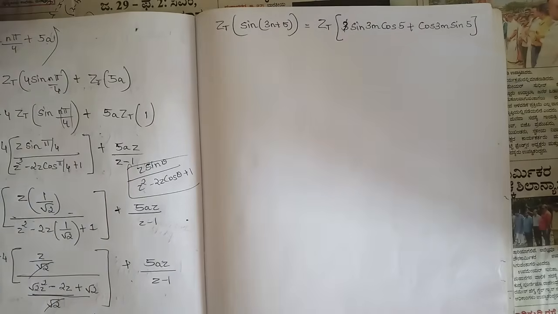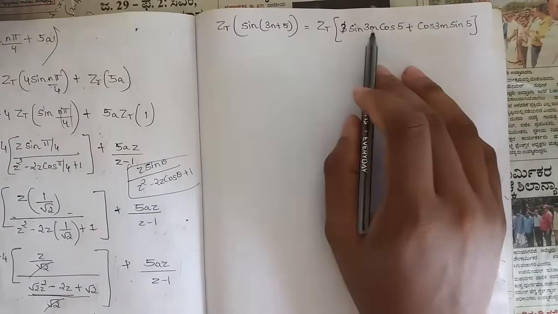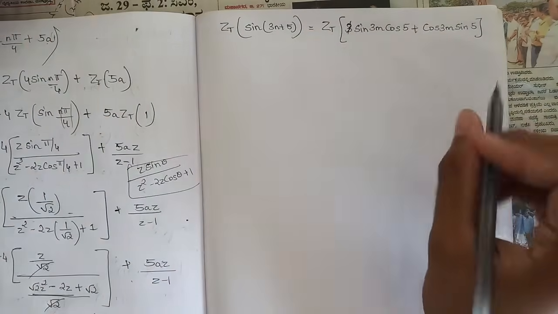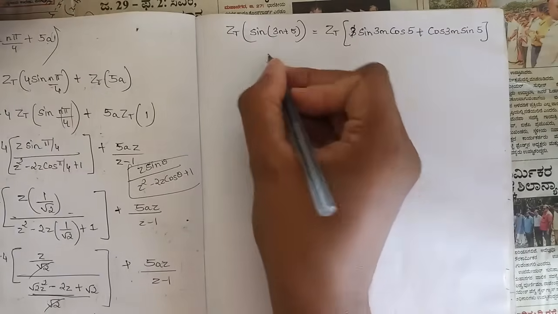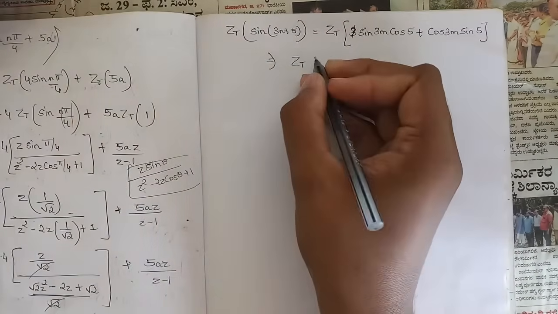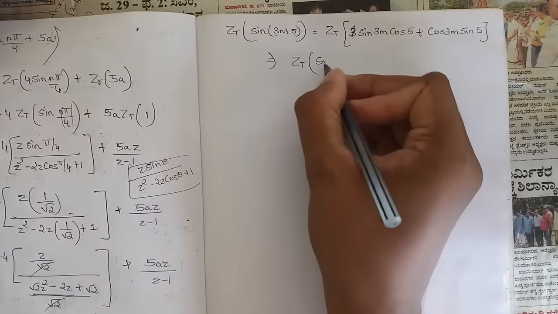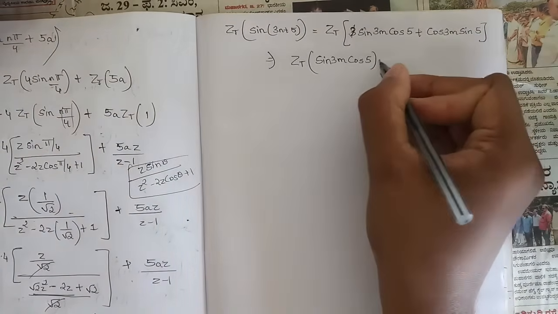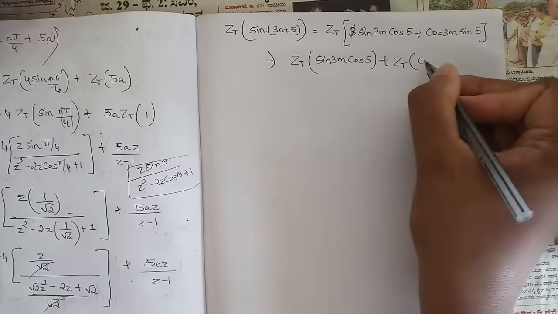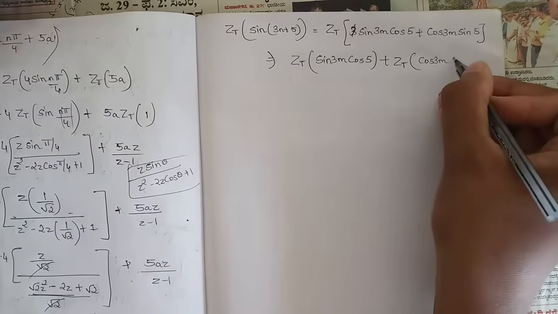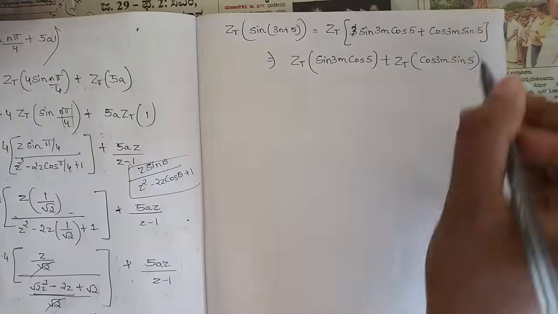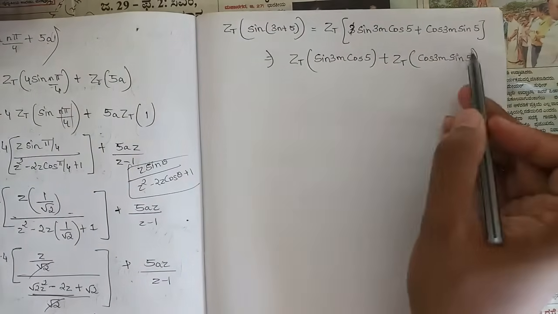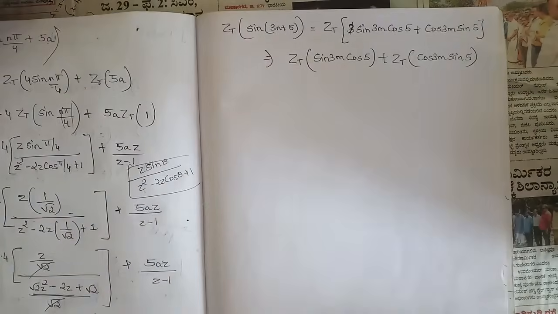So we need to simplify this. I have the values of a and b as 3n and 5, and I have written it. So now let's apply the linearity property again: the transform of sin 3n cos 5 plus the transform of cos 3n sin 5. So now let's take this cos 5 and sin 5.